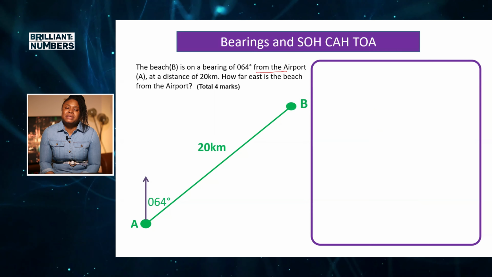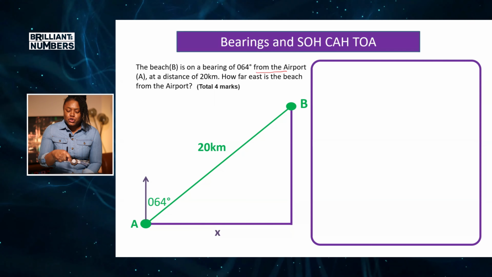Now I'm asked to find the distance east, which means that I just need to put my variable there. It doesn't matter what variable you use, but I give myself that focus as to which side of the diagram I'm asked to find. Now, if you notice here, in order for me to find this missing side, I need an angle within the triangle.